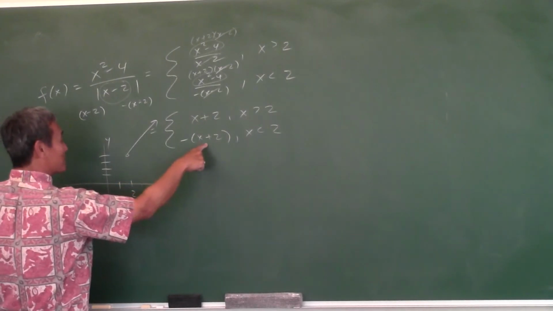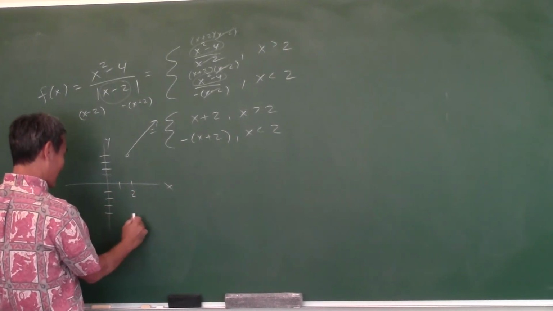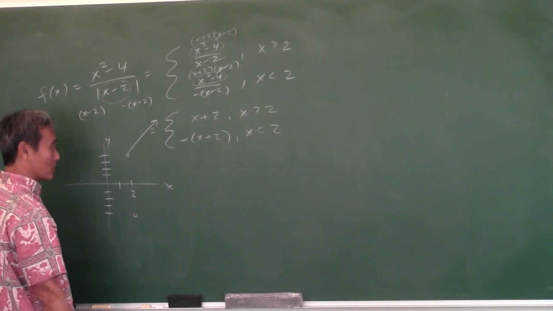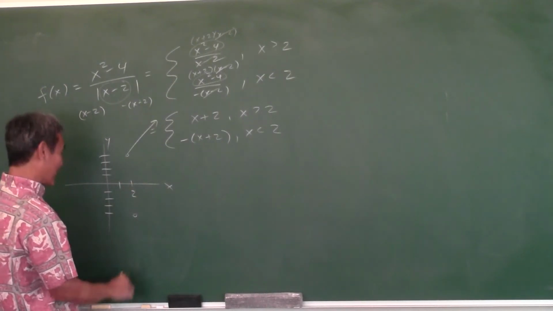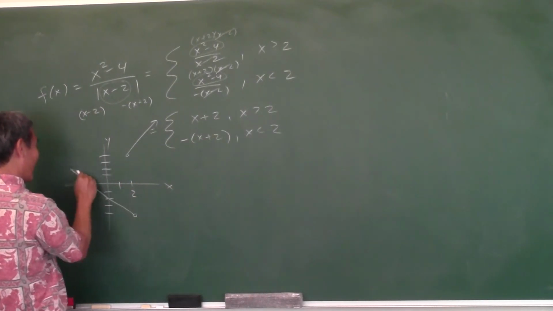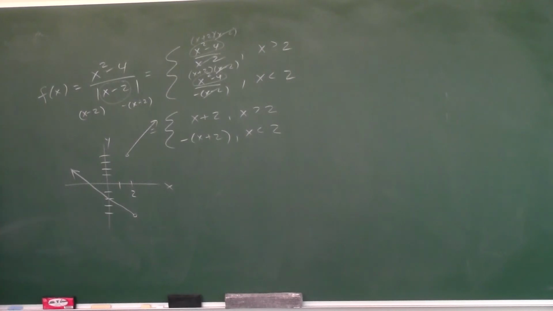Okay, plug 2 into this piece. You get negative 4. What's the slope of the line? Negative 1. Right, isn't that the fastest way to graph a line? Plot a point and then put in the slope, right? I just put the point that's right on the edge there, so it's easy to do. So that's what a piecewise function looks like.